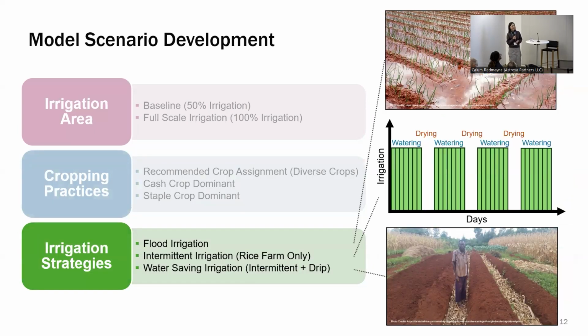Finally, building on the recommended crop assignment, we also look at 3 different irrigation strategies. The first one is flood irrigation. And the second one focuses on intermittent irrigation, specifically for rice. And the third one is water saving strategies, which combines intermittent irrigation for rice and drip irrigation for the other crops.